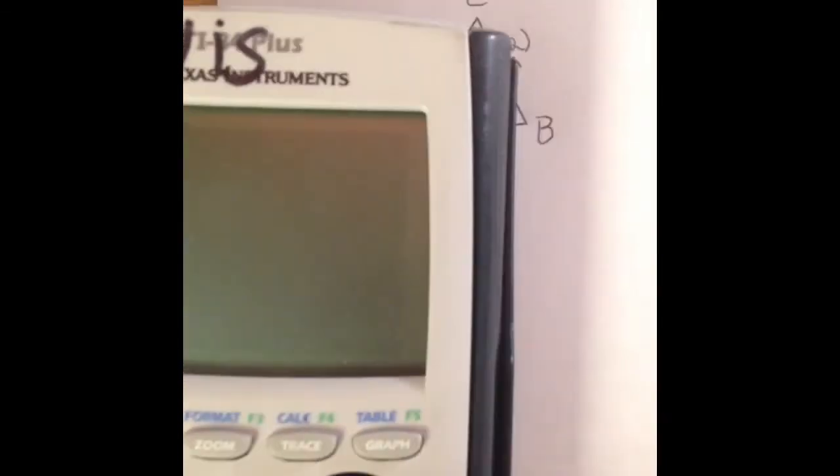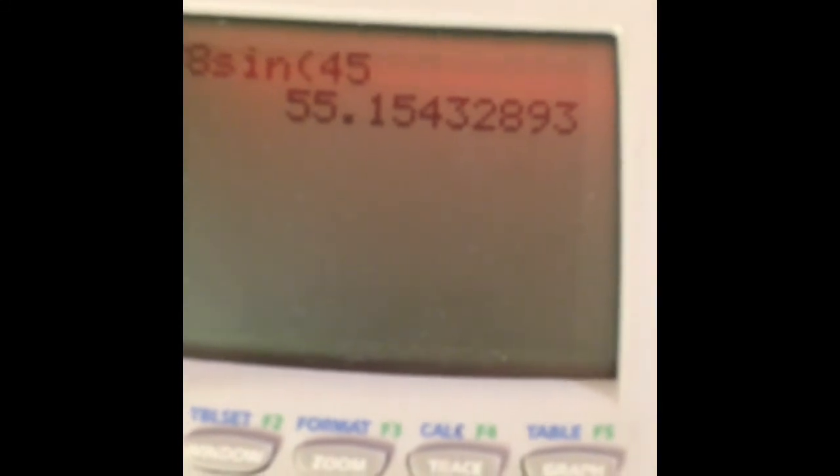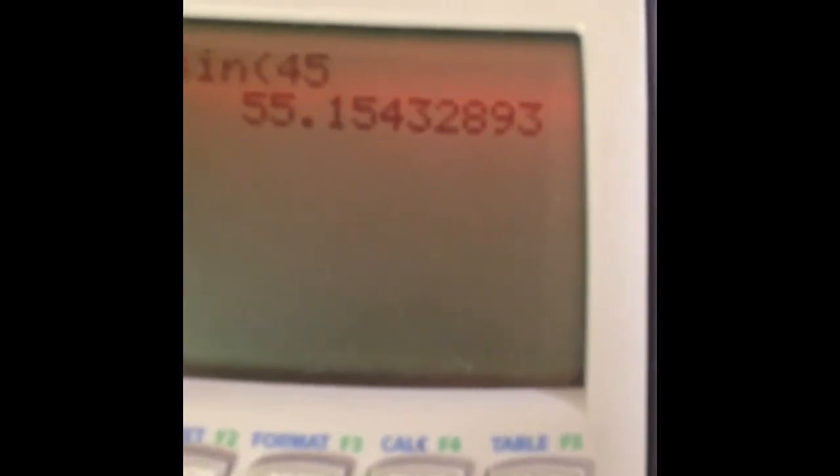So 12 times 13. Okay, multiply that by 0.5, which is your half. It gives you 78. And then you do 78 times sine of 45. It gives you 55.154, which is exactly what we got right here.